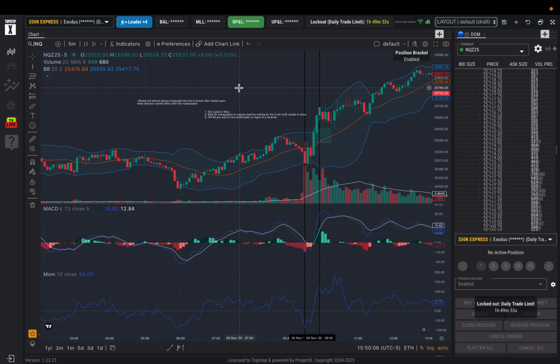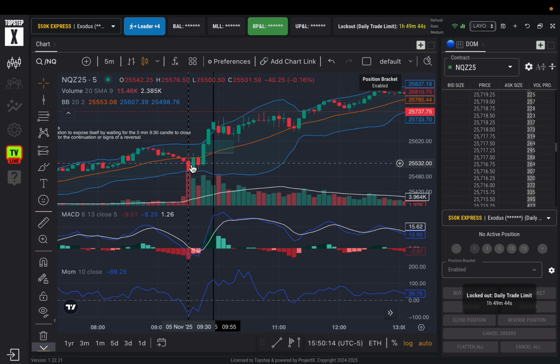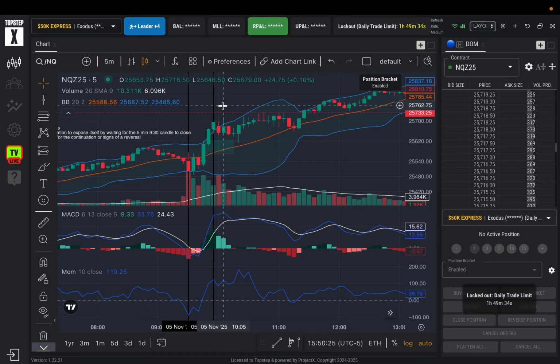What do you see here? I'll just zoom in a little bit. What do you see here? You see a down and then up, right? That's just how it works. What is the manipulation? The down part. And what is the direction of the overall first 30 minutes? Up. So all you're waiting for is to wait after the manipulation exposes itself.